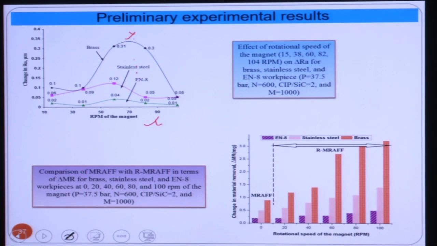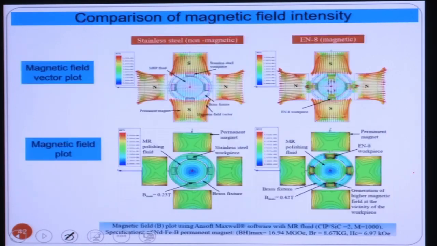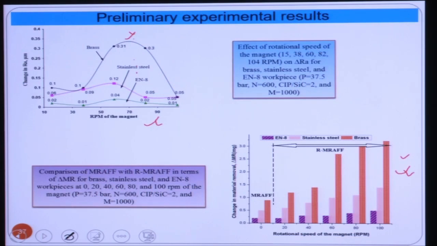Now here you can see this is the change in material removal. With the increasing rotational speed of the magnet, material removal increases. At high RPM, material removal also increases because of the random penetration of these abrasive particles into the workpiece surface, but the surface finish actually deteriorates.